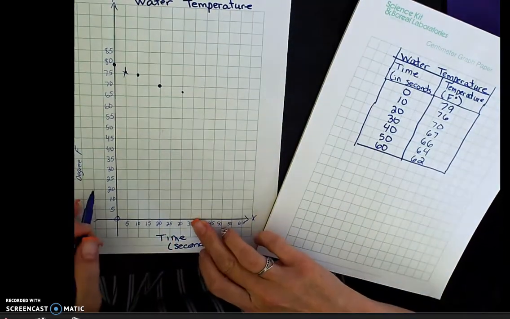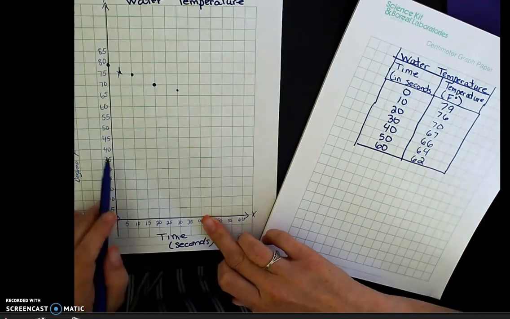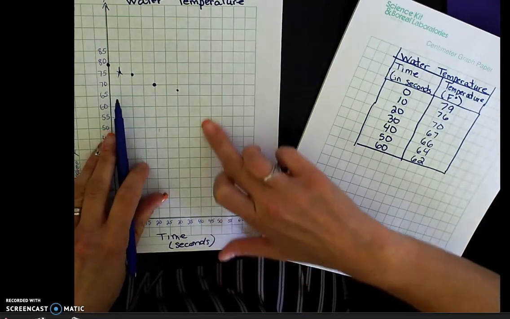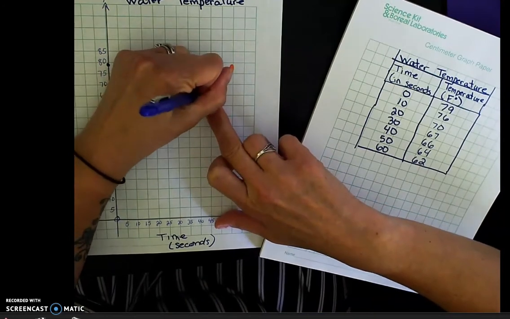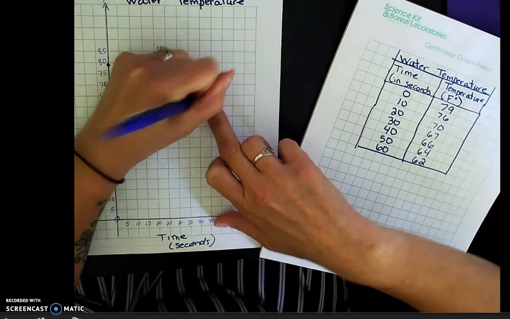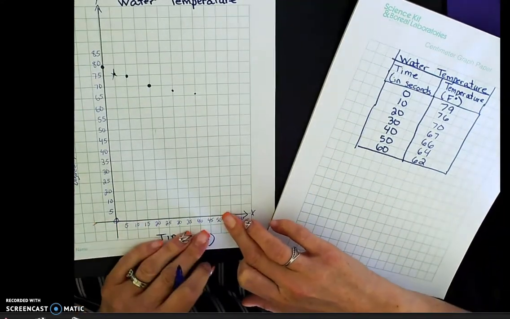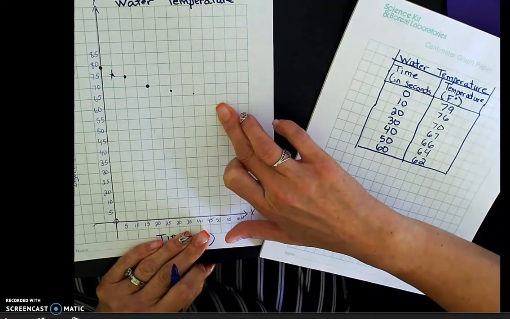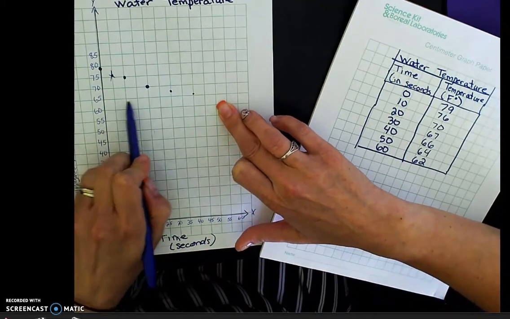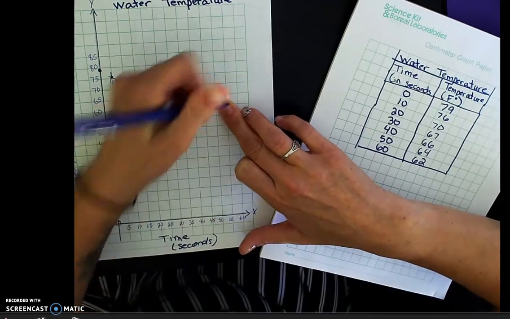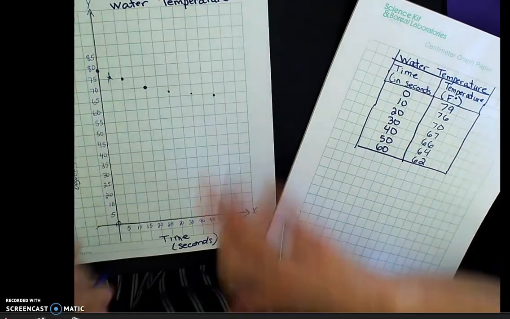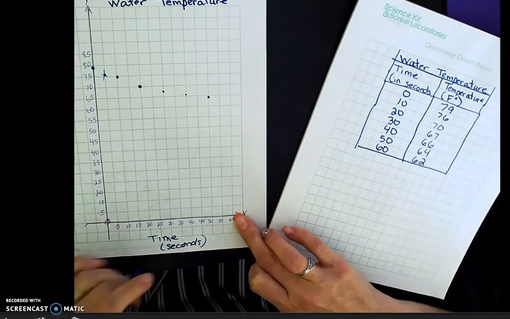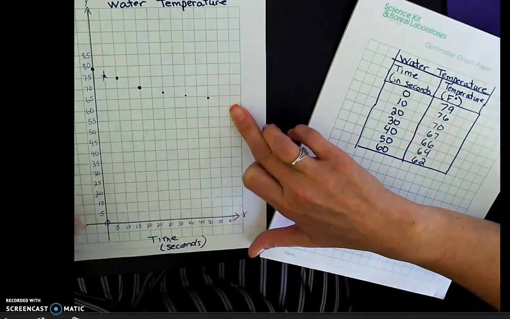40 and 66, 50 and 64. I'm going to use both fingers so I don't mess up like I did the first time. And then 60 and 62.